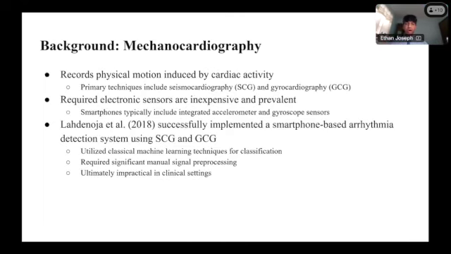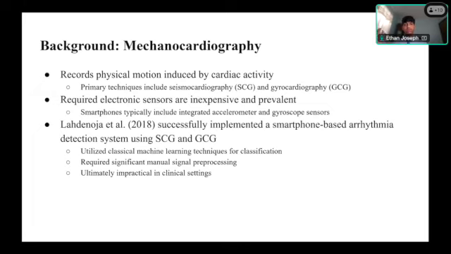And the complexities around ECG have actually given rise to a field known as mechanocardiography. This field records the physical motion of the heart beating in the chest as opposed to changes in electrical potential across the chest. Two primary techniques in this field include seismocardiography, SCG, which monitors changes in acceleration due to the heart physically beating in the chest, and gyrocardiography, GCG, which measures changes in angular momentum due to physical contortions of the heart as it beats.